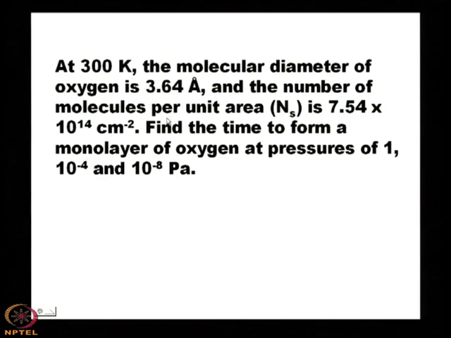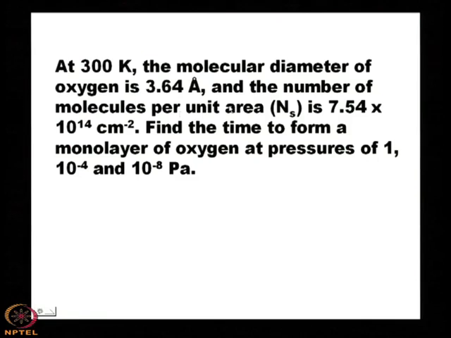Now, you calculate at 300 K. The molecular diameter of oxygen is 3.64 angstrom, and the number of molecules per unit area is 7.54 into 10 to the power 14 centimeter square inverse. Find the time to form a monolayer of oxygen at pressures of 1, 10 to the power minus 4 and 10 to the power minus 8 Pascal. What we want to know is the time to form a monolayer of oxygen, and for a monolayer it is given that 7.54 into 10 to the power 14 per centimeter square molecules are required.